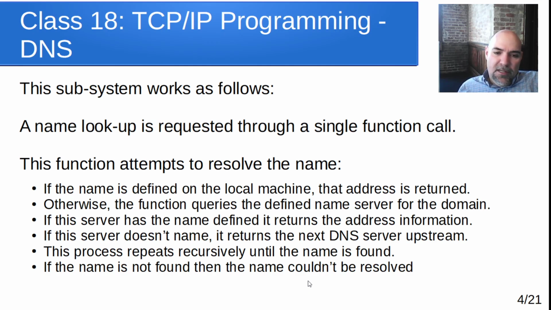Otherwise, the function queries the defined name server that's configured for your system. If that server has the name, it returns that address information. If it doesn't, it asks a server upstream from it. If that DNS server doesn't have the name, then it asks a server upstream from that, and eventually that will filter up to a top level domain. It will essentially make it to the machine that defined that name with that IP address, and then it will filter back down and give you the answer.